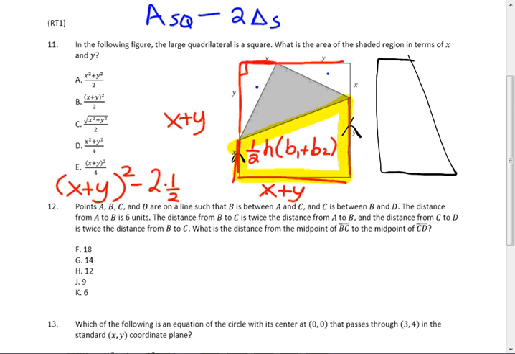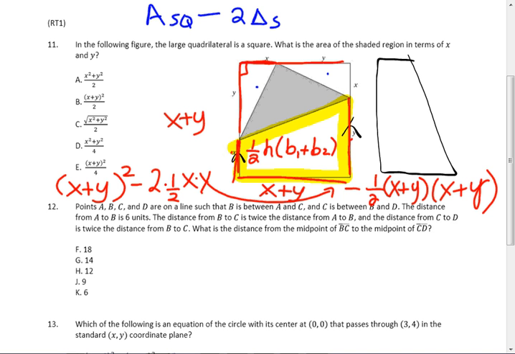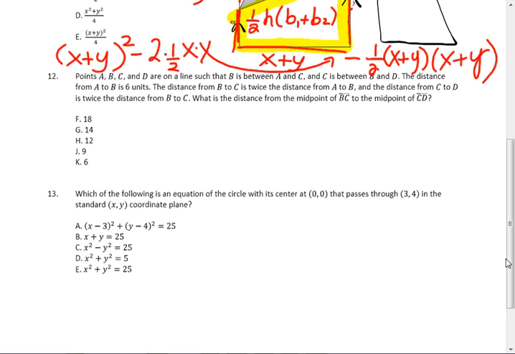Base and height are what? X times y. Yes, but I double it. So guess what? The 2's are going to cancel. And then I ran out of space. Minus 1/2. The height is x plus y. And the sum of the bases is x plus y. And then you have to simplify that. And if you're clever, it's not that bad to simplify. I wrote mine all out.